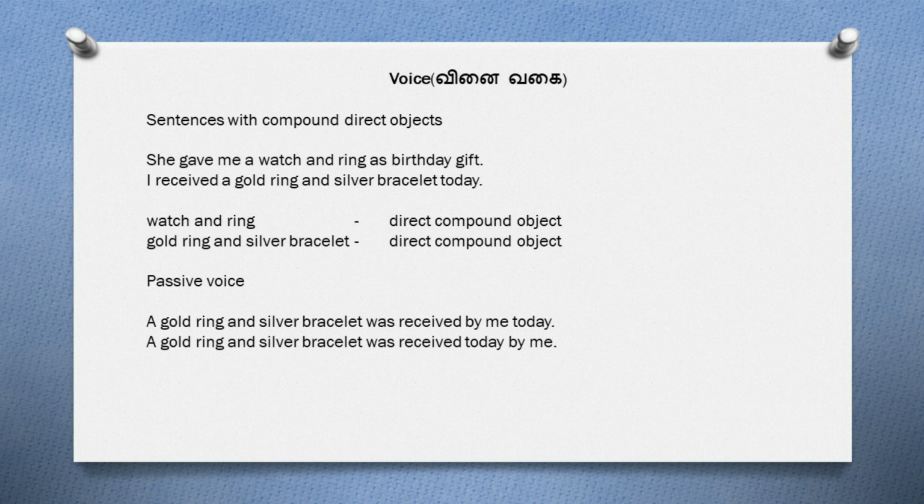So in the sentence in passive form, you can write it in two ways. The first way is a gold ring and silver bracelet was received by me today. And the second way of writing is a gold ring and silver bracelet was received today by me. In both of these cases, you can omit by me and that causes no difference.